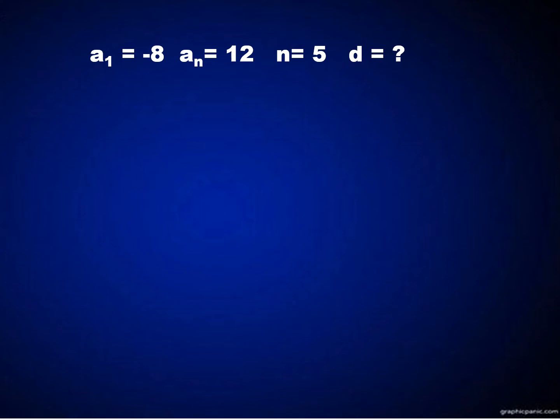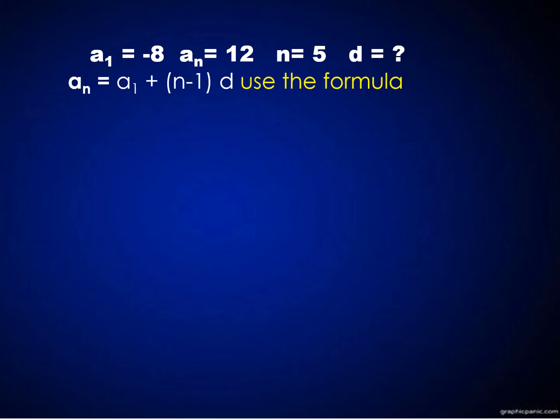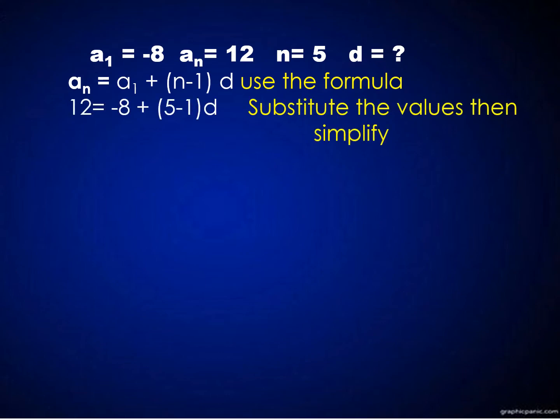So, paano natin masosolve ang ating d? So, ayan, pwede mo yung gamitan ng slope formula or pwede mo rin gamitan ng mismo na formula ng arithmetic sequence. So, let us solve this. So, substitute mo lang. Your a sub n is 12. Then, your a sub 1 is negative 8. Then, your n is 5, minus 1 mo yon, then your given d is the unknown. So, ito yung ating isosolve.